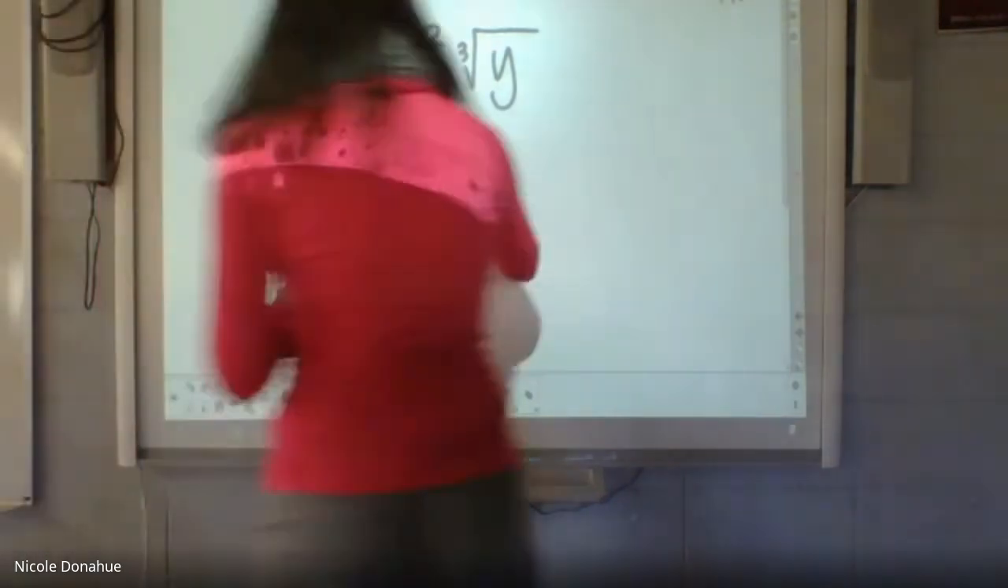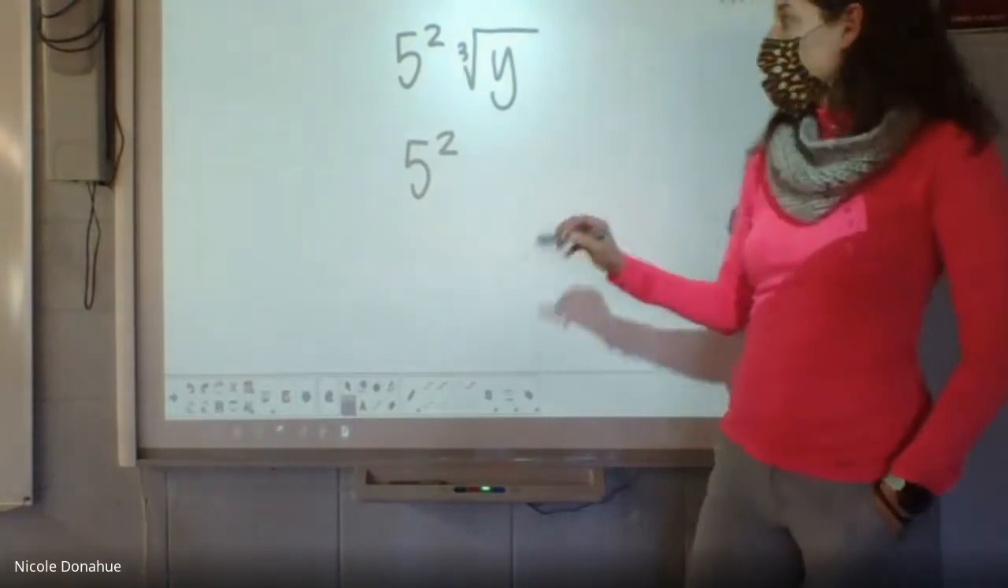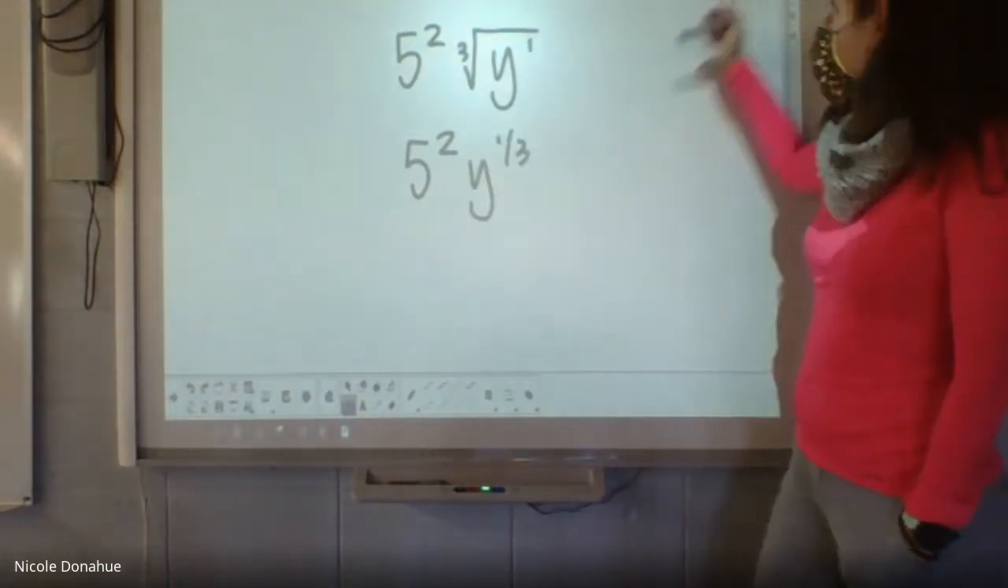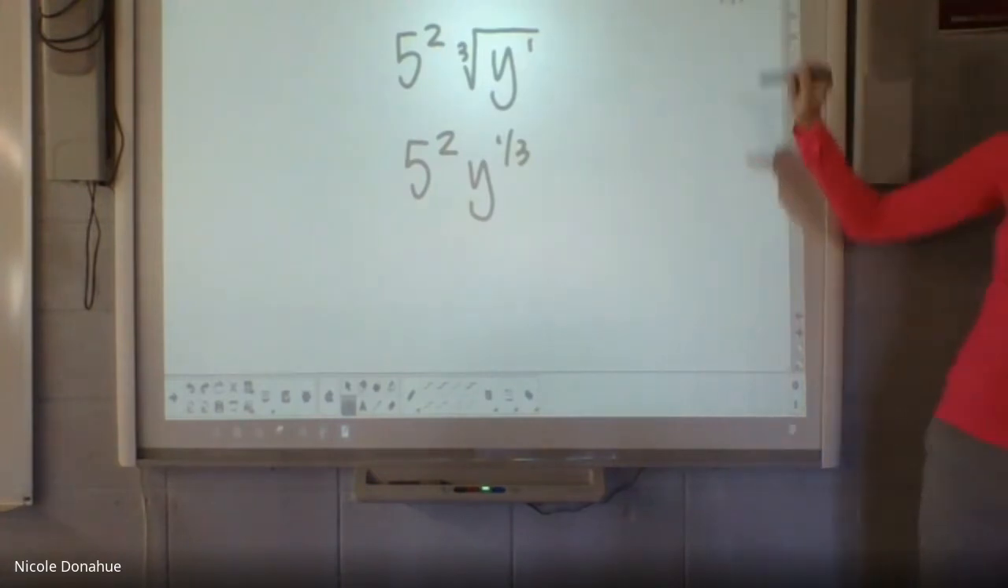So, you guys, 5 to the second, nothing happens. But then the y to the first, this really becomes y to the 1/3. Again, because the exponent's on top, the radical's on the bottom.